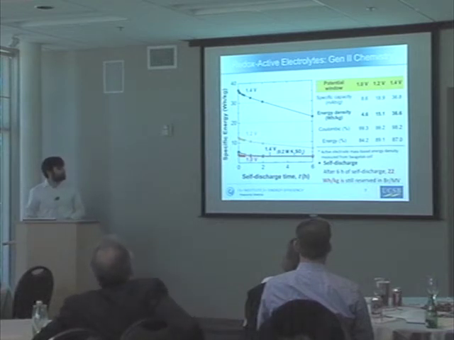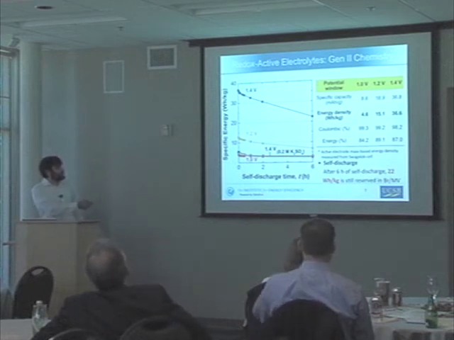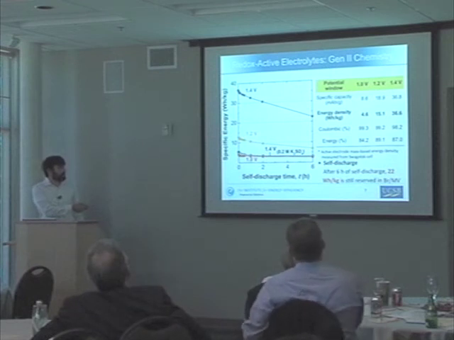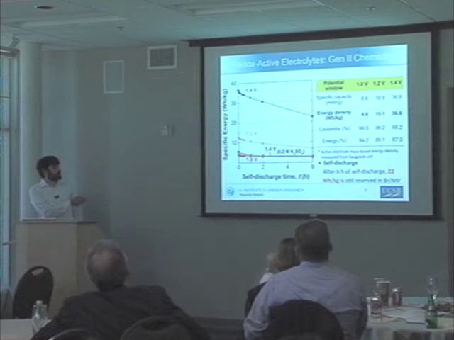You can see this black trace here is an inert electrolyte, no redox-active electrolyte in the cell, and that is about 5 watt-hours per kilogram. It's just amazing the amount of energy density increase we get by adding redox couples.